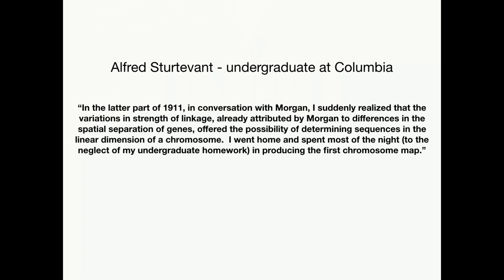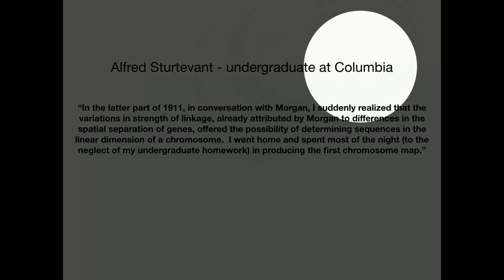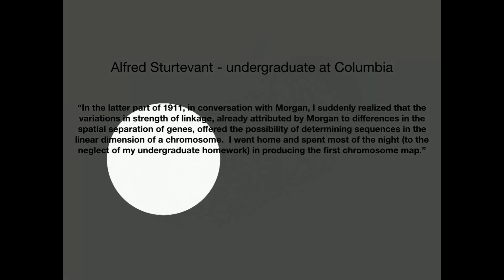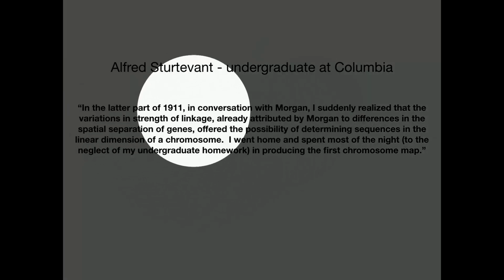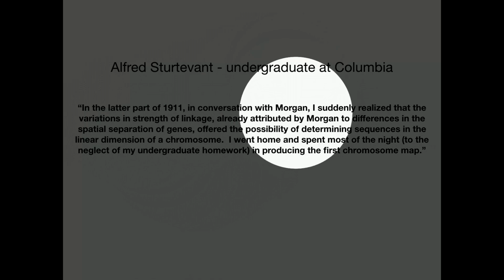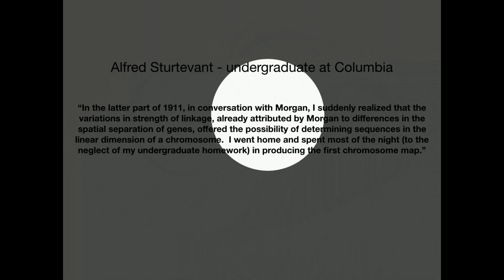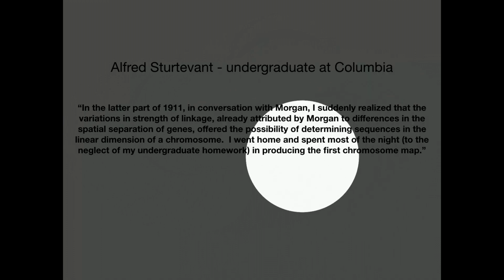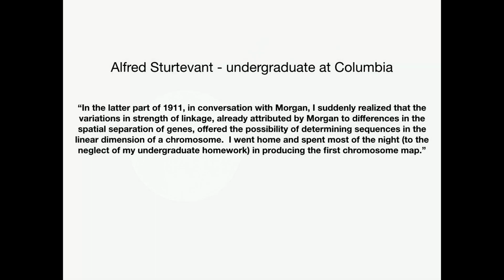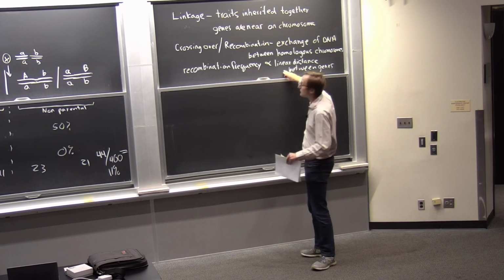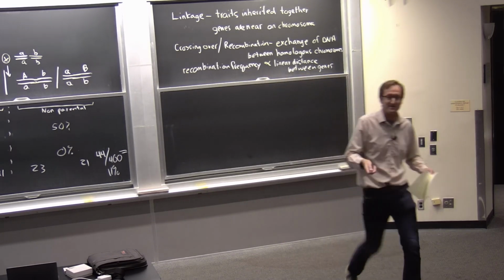Okay, so the person who did it was Alfred Sturtevant, and he was an undergraduate at Columbia working for Thomas Hunt Morgan. And I'll just paraphrase this quote here. In 1911, he was talking with his advisor, Morgan, and he realized that the variations in the strength of linkage were attributed by Morgan to differences in the separation of genes, right? So Morgan had already made this connection that the recombination frequency reflects the distance between the genes.